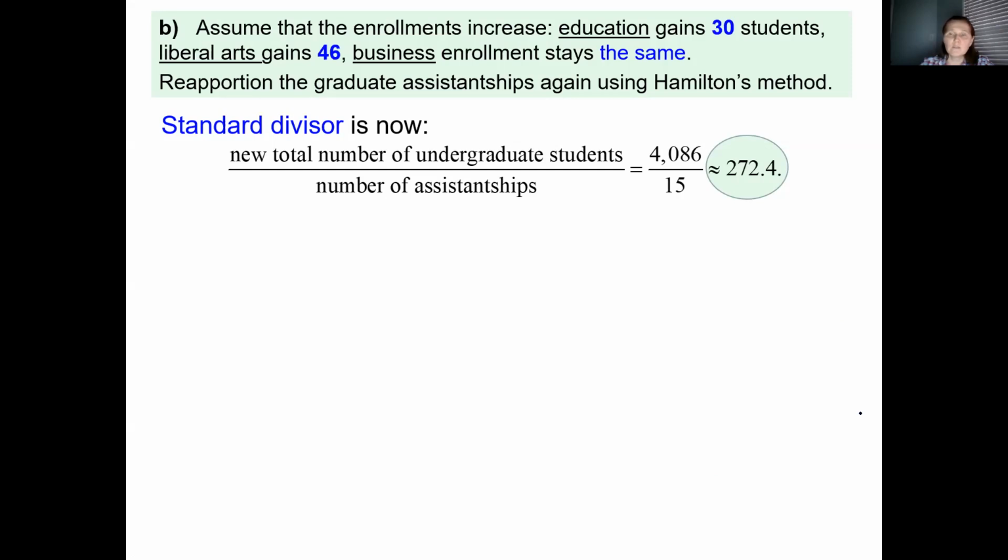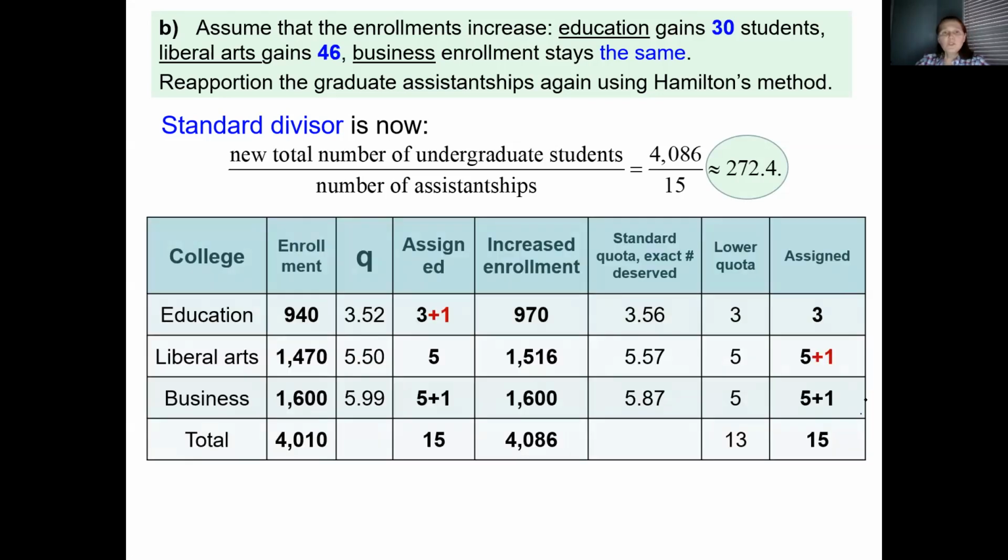Now it is 272.4. With the new enrollment, this was the first part, the previous assignment. Now we have increased enrollment. We find the standard quota for every department. So for education, it will be 970 divided by 272.4. It is approximately 3.56. For liberal arts, 5.57, and for business, 5.87.